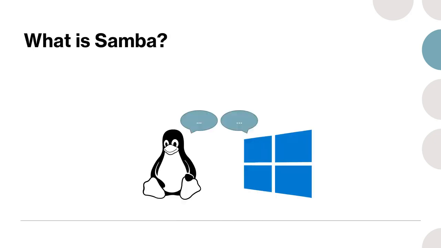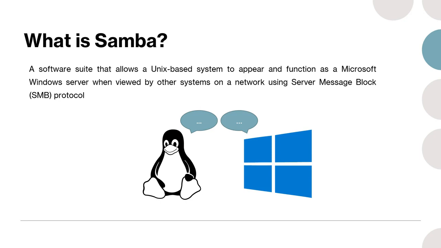What is Samba? Samba is a software suite that allows a Unix-based system to appear and function as a Microsoft Windows server when viewed by other systems on a network using Server Message Block protocol.